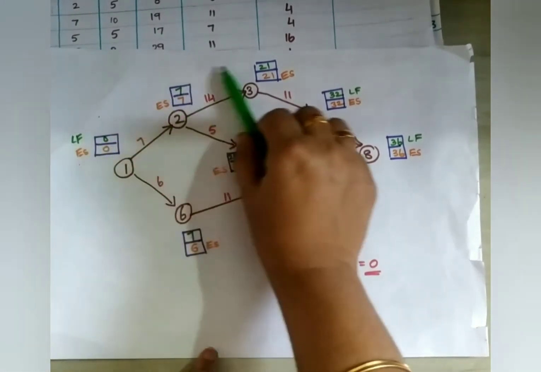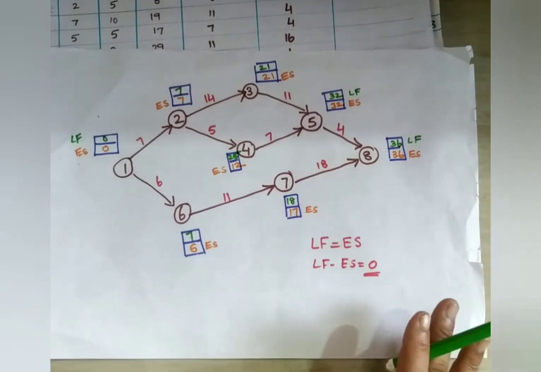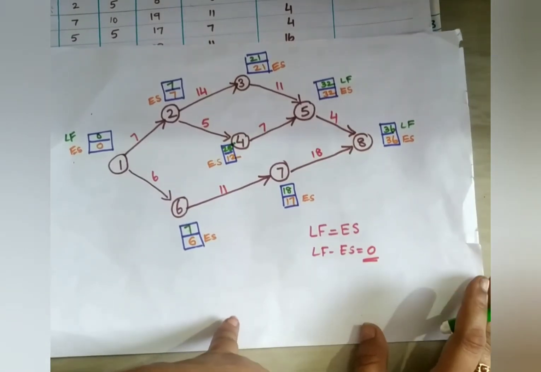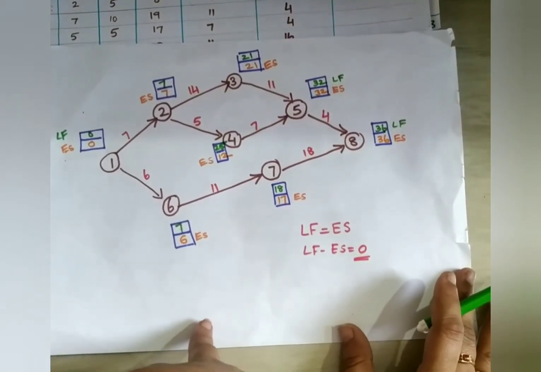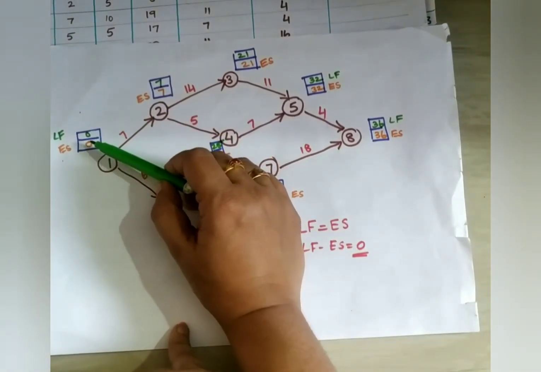Okay. So like this, ES and LF you have already found out. Now you can come to know which of the values are equal. Which ones are both equal that you are getting? See here, LF and ES, 0 and 0, equal, right?